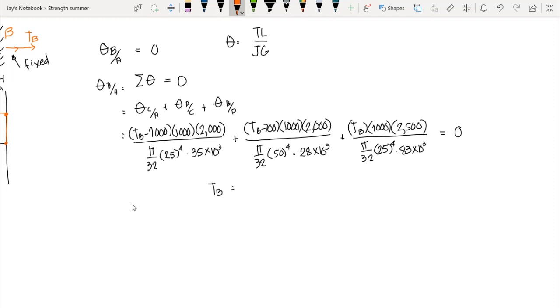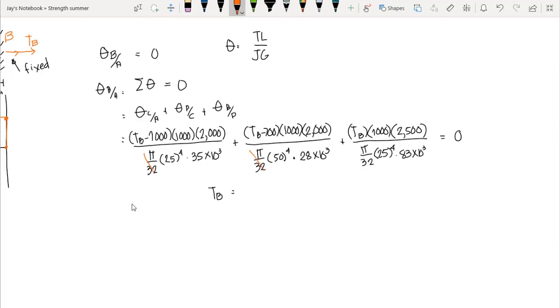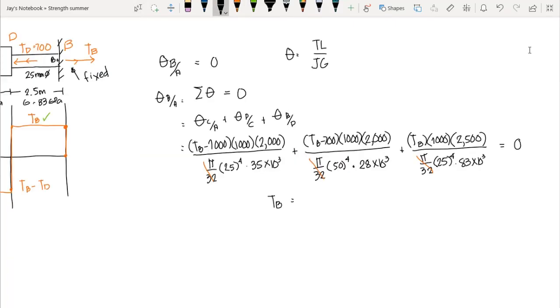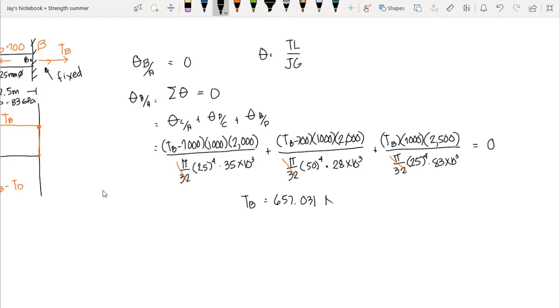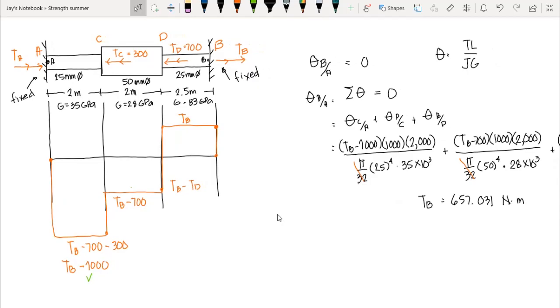If you want to simplify it further, we know that we could cancel pi over 32 here, and pi over 32 at this one, since this equation equates to 0. So for further simplifying it, we come up with the answer for our twisting moment B, that is equal to 657.031, that is in Newton meters. Okay, so we can now compute the internal twisting moment by substituting the value of TB into the formula of internal twisting moment for every segment.